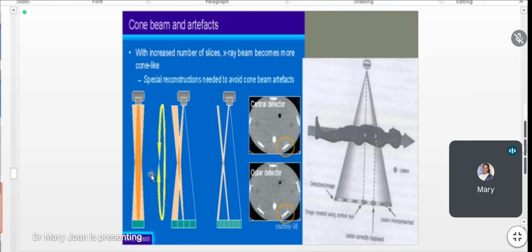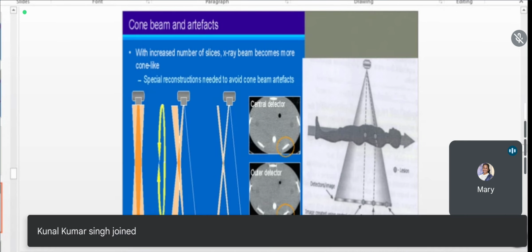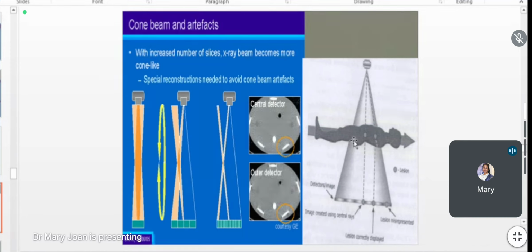So you can see the problem with this. When it becomes one cone and another cone, there can be an overlap that could result in misinformation in the detector. So that is what is expressed over here. There is a lesion and the detector's image, an image created using central rays, and the lesion is correctly displayed if it is like this. Because of the cone beam effect, what is supposed to be here could be represented here over the detector.